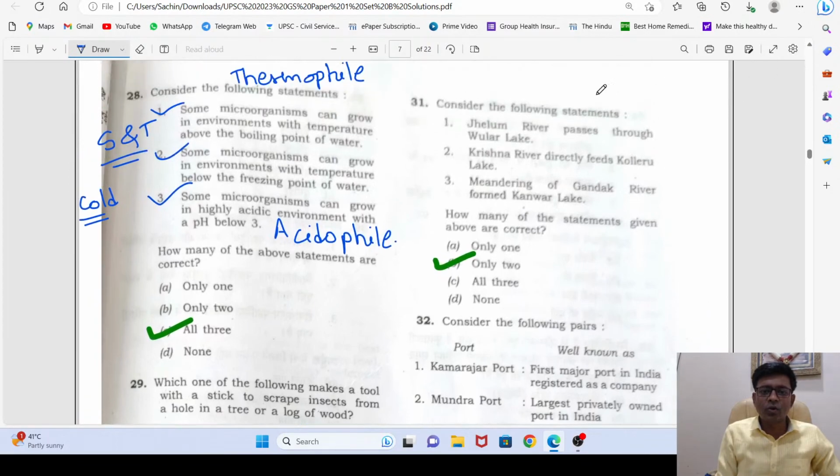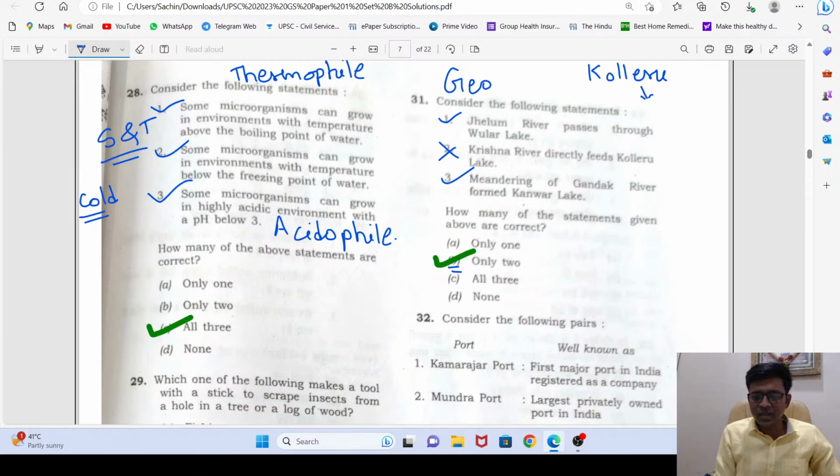Then question number 31, it is a question from geography. Here you can see Jhelum river passes through Wular Lake. It is a very well known fact about Jammu and Kashmir. Yes, it passes through Wular Lake. Then, Krishna river directly feeds Kolleru Lake. According to me, Krishna river does not feed directly to Kolleru Lake. Kolleru Lake is actually located between the Krishna and Godavari river deltas. Though Kolleru Lake is connected to the Krishna river, so that is wrong. Meandering of Gandak river formed Kanwar Lake. Yes, so your answer will be only two.